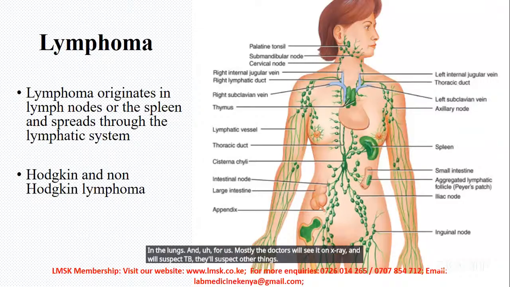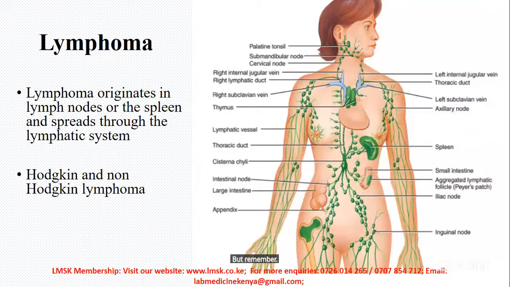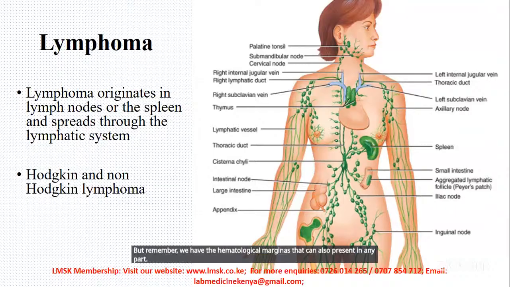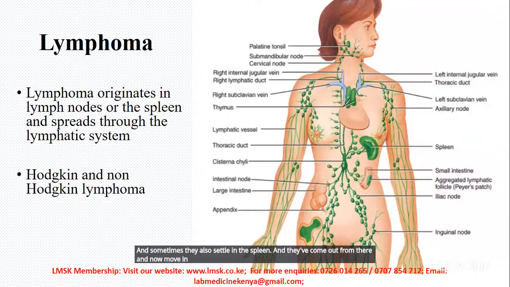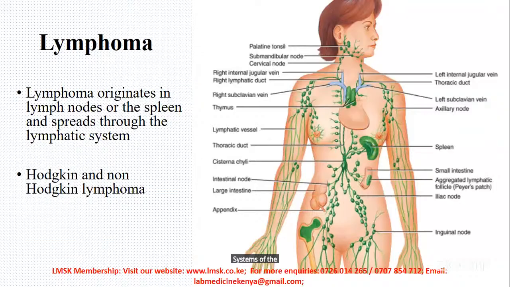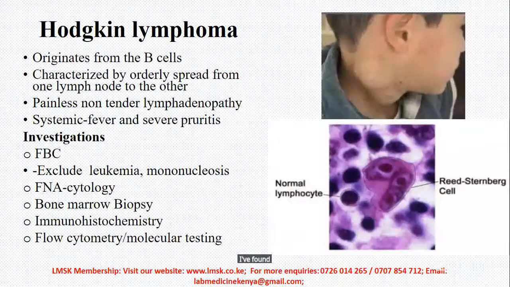But remember, we have the hematological malignancies that can also present in any part. And sometimes they also settle in the spleen and they come out from there and now move into other systems of the body. So the major two types of lymphomas that we have are Hodgkin and non-Hodgkin lymphoma. In Hodgkin lymphoma, I've encountered several patients.